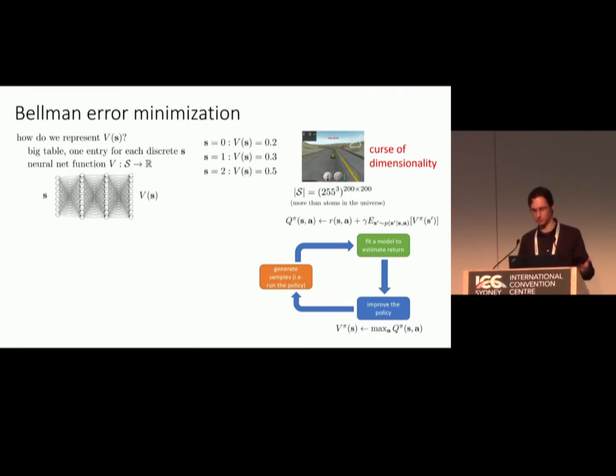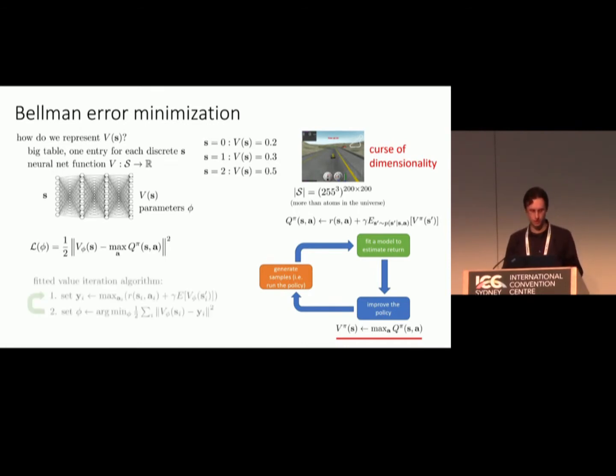Just like before, it maps from states to the values, has some parameters phi, and that gets us the fitted value iteration algorithm. The loss here is just the difference between V phi of S and the max of the Q function. You can sample some states and actions, evaluate the target values as the reward plus the expectation of the next value, and then set phi to be the parameters of the neural net that minimize this error. So this is fitted value iteration. You still have to know the dynamics, though.